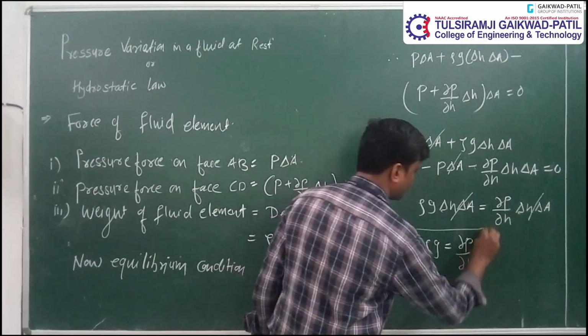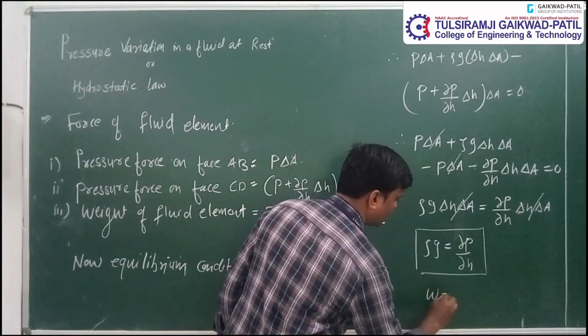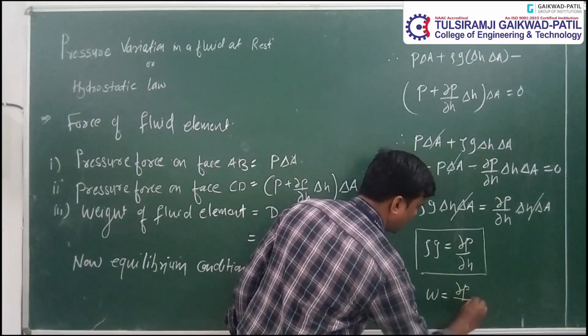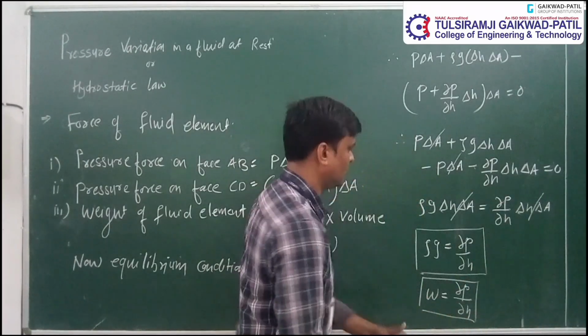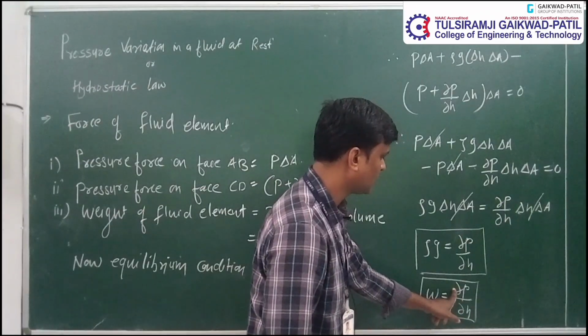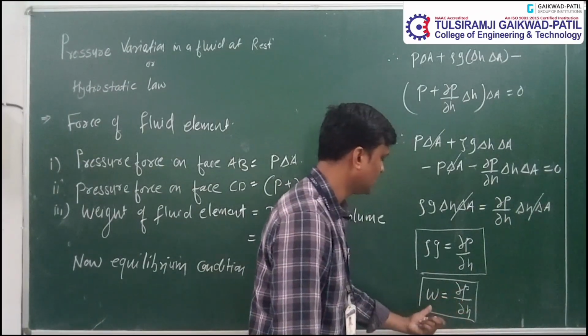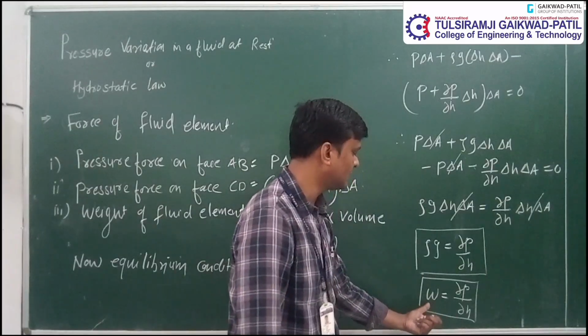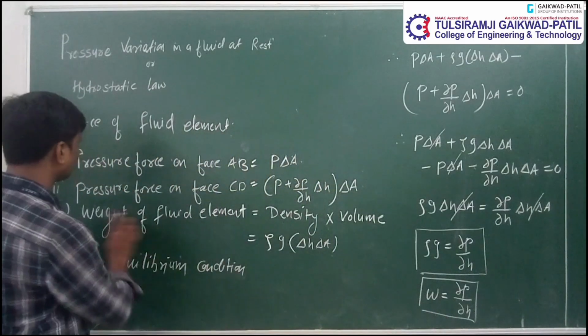Again we can write w is equal to del P upon del H. This means that the change in the pressure in the vertical direction is equal to the weight density. This w indicates the weight density of the liquid.